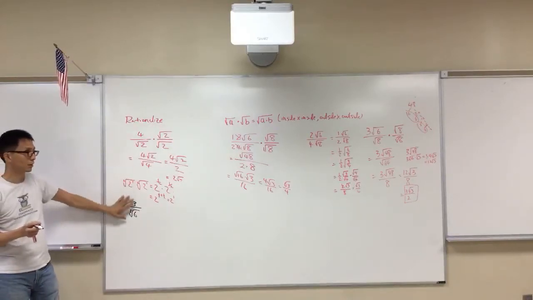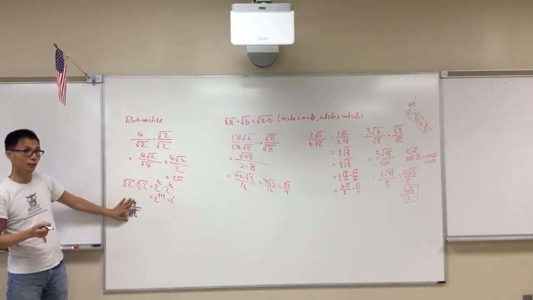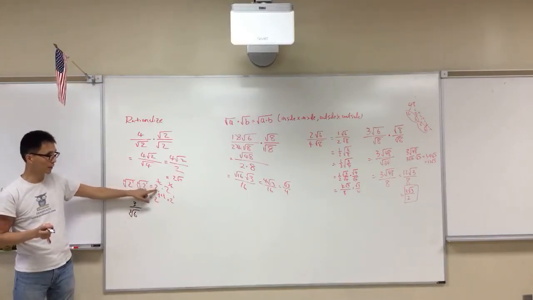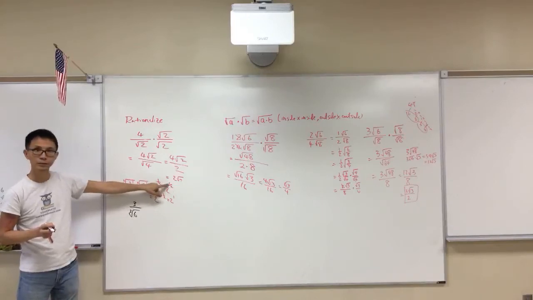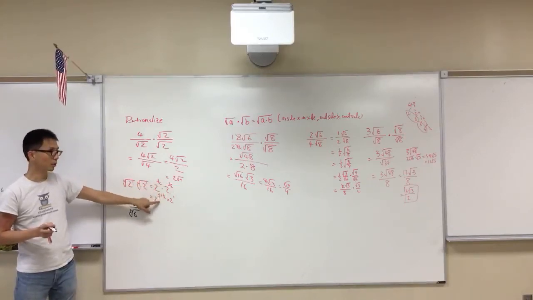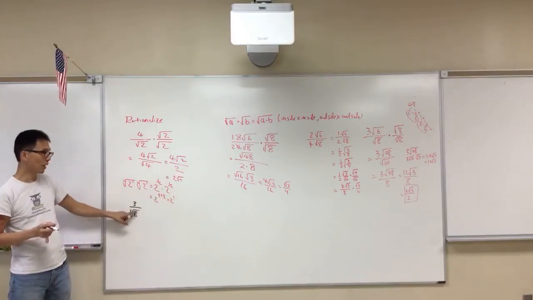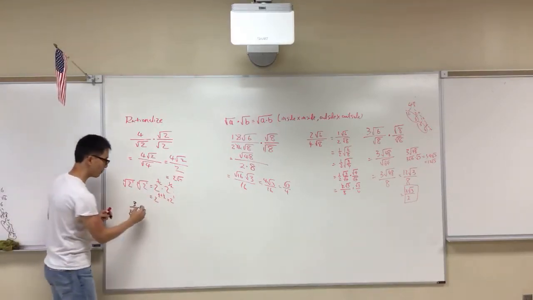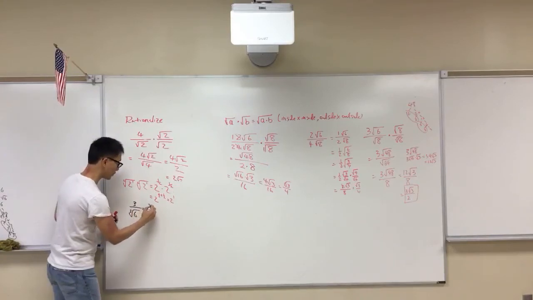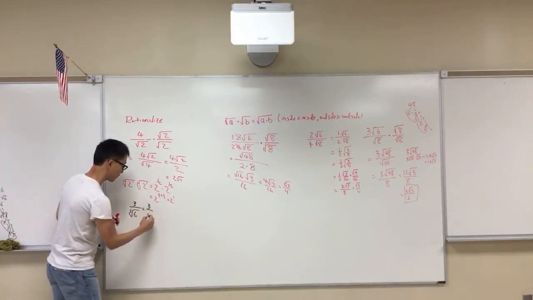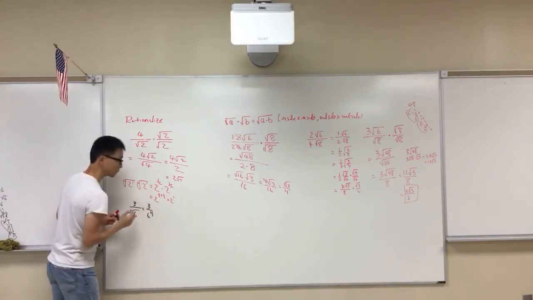But there's a way to do it if you want to get rid of this radical. But you have to implement this idea. 2 to the 1/2 times 2 to the 1/2 is equal to 2 to the 1/2 plus 1/2, equal to 2. So what would I multiply here? Well, I will do this: 6 to the 1/3 power.